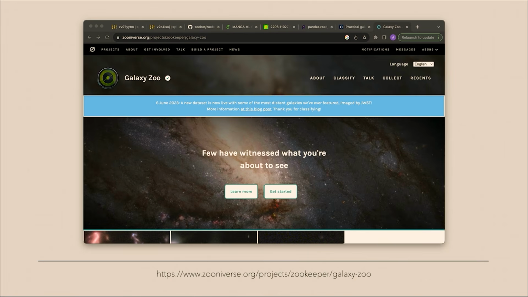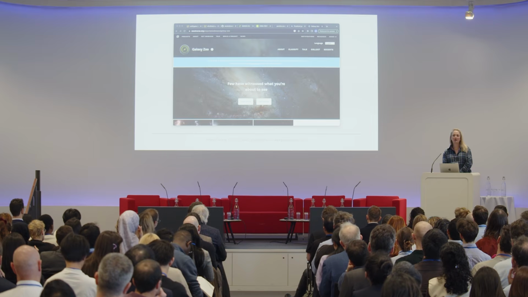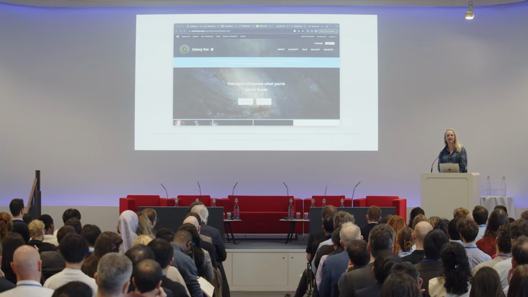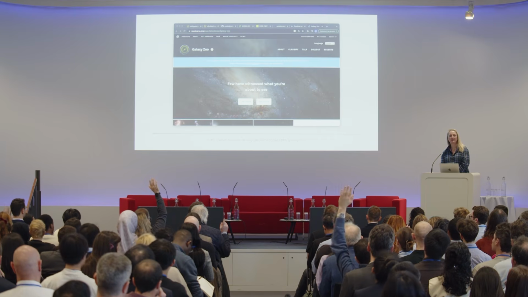So the ZooBot model is a foundation model for galaxy morphology, and it's built on data from a project called the Galaxy Zoo. Can I ask the audience if anyone has heard of Galaxy Zoo?